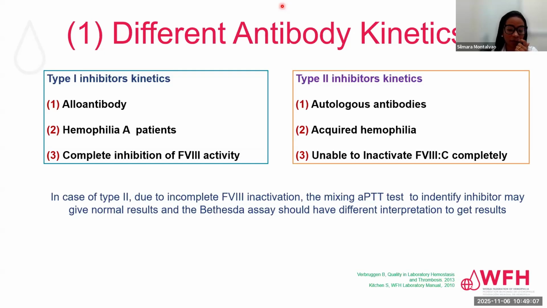Then, if you have type 2, the scenario is different. We have autoantibodies. We see most of them in acquired hemophilia, but we can also see them in congenital hemophilia patients. In this case, the inhibitor is unable to inactivate the factor completely. So why is this important to understand? Because in some situations, the APTT test, the mixed APTT test, to identify the inhibitor may give us normal results. In the Bethesda assay, if you understand the kind of scenario we have, we need to get a different interpretation regarding the final results.